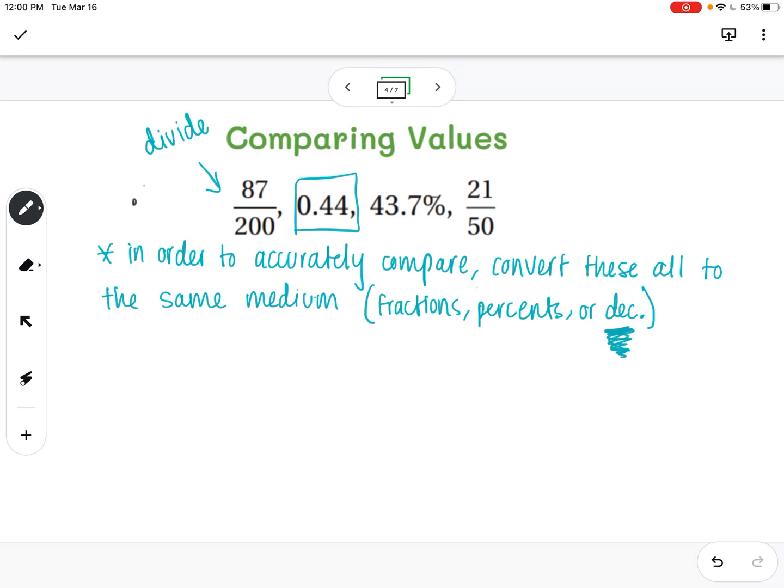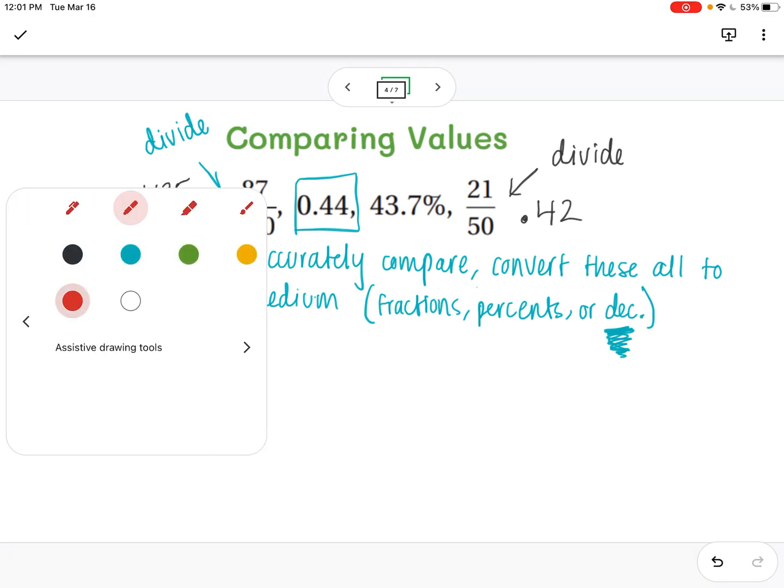And that gives me 0.435. All right, and then of course I know the same thing's true over here with this fraction. I'm simply just going to divide, once again, easy peasy. And this time I get 0.42 for that.